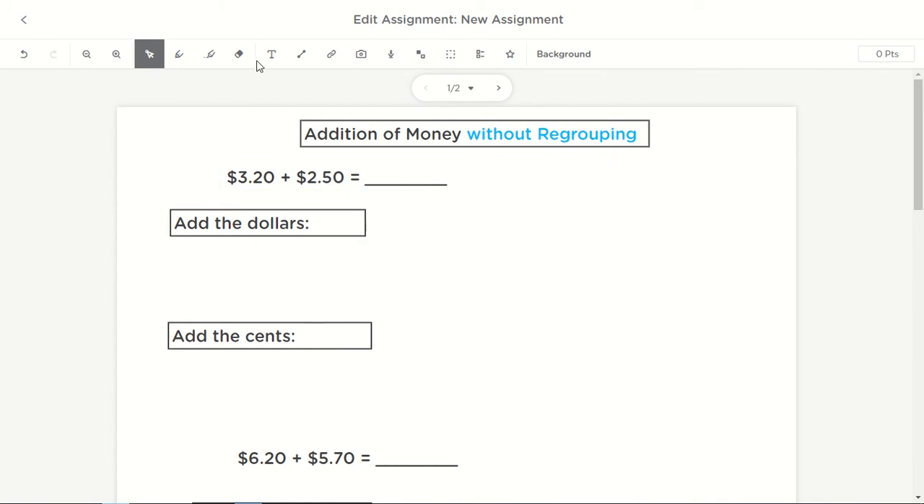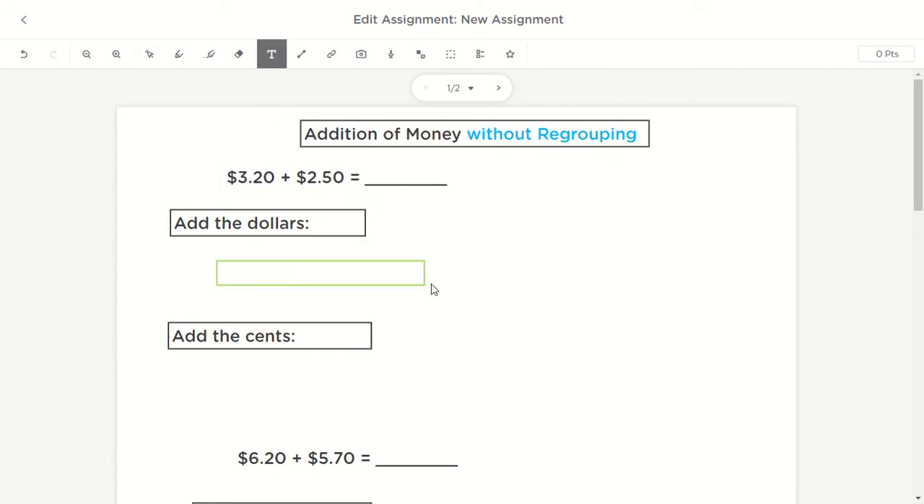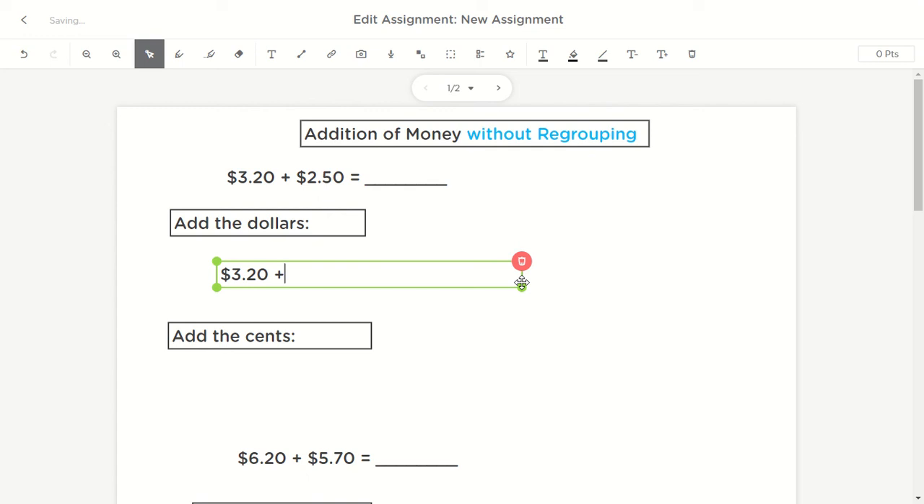Let me add the dollar first. What I mean by adding dollar first is actually doing this: $3.20, and I add the dollars of the other amount, which is only $2. I only add the dollars, later on I'll add the cents. This one is quite simple. If it's $3.20 plus $2, since I'm just adding the dollars, I'll just add the dollar to the dollar.